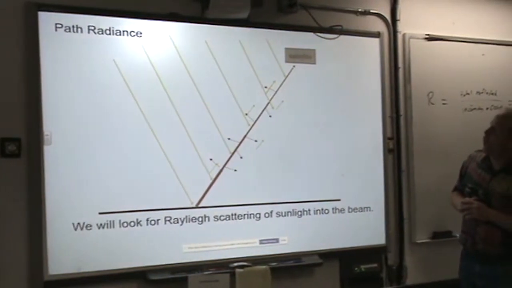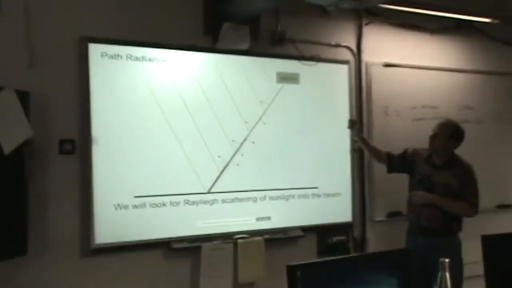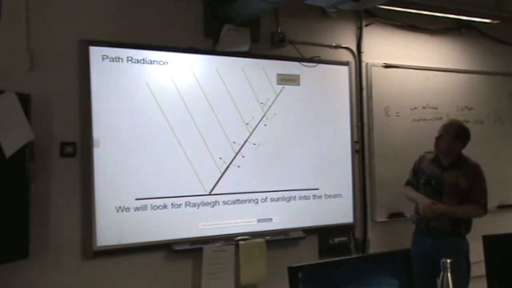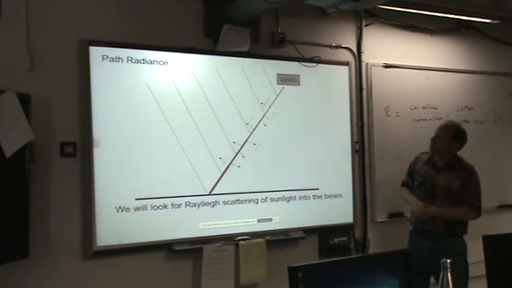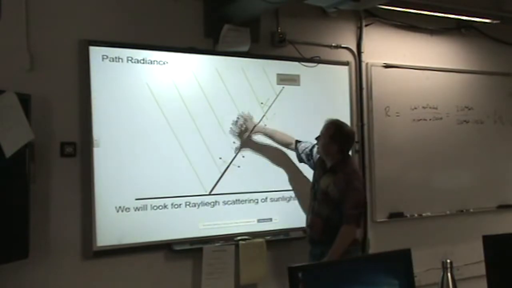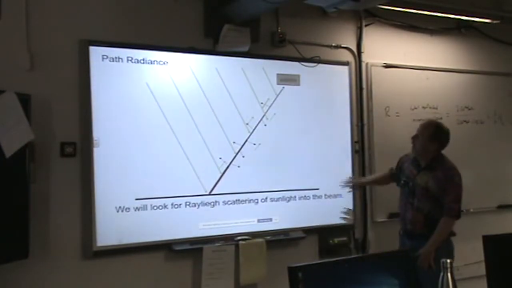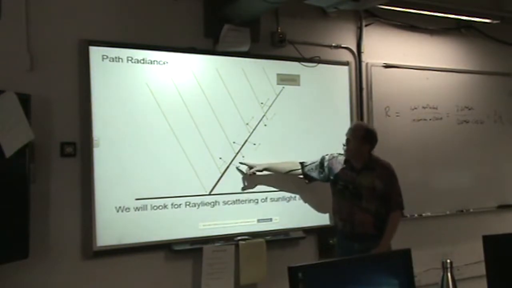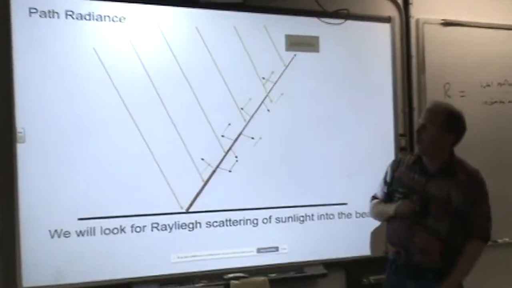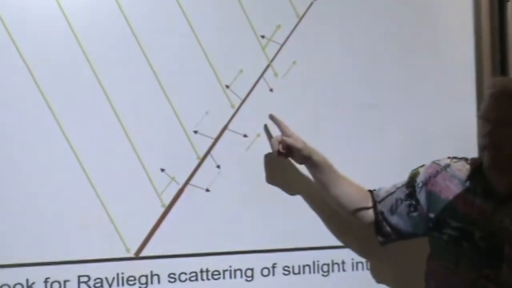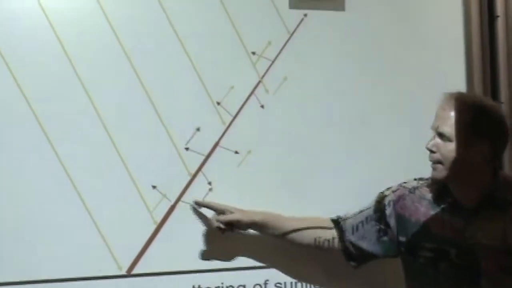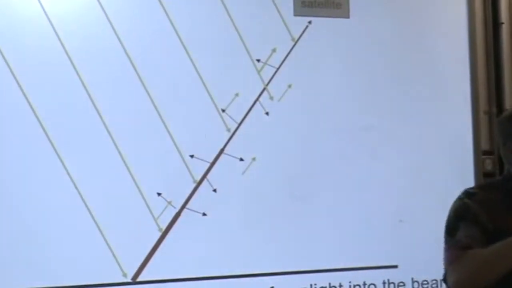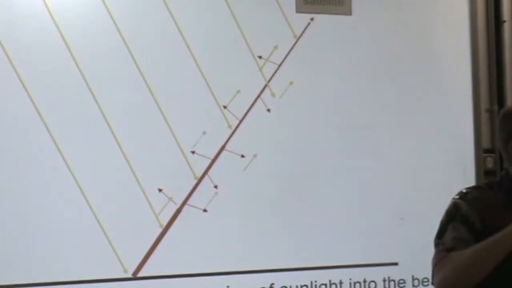Okay, so we know how to deal with the extinction using Beer's law and Rayleigh scattering for the optical depth. Now we have to figure out path radiance. So we have this light coming in here, and it's being scattered into the beam. One thing that we're going to ignore right now is secondary scattering. So we have light coming up here, and it gets scattered out, and then it gets scattered back towards the satellite. We're going to ignore that just because it's going to get too complicated.